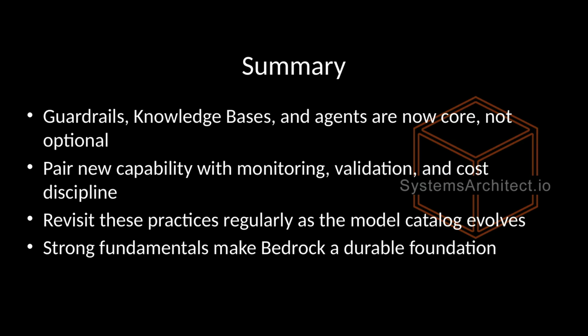Revisit these 14 practices on a regular cadence, because the fastest moving part of this platform isn't the infrastructure, it's the model catalog sitting on top of it, and your strategy needs to keep pace. Get the fundamentals right, and Bedrock becomes a durable foundation for whatever generative AI feature you build next.